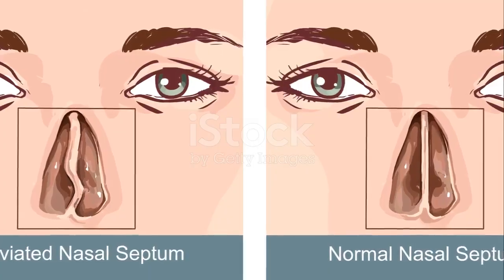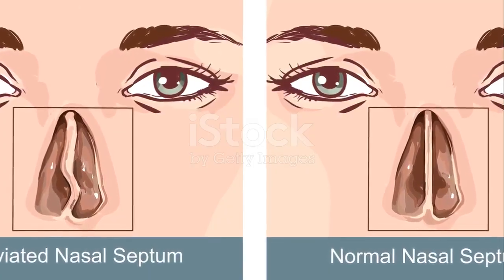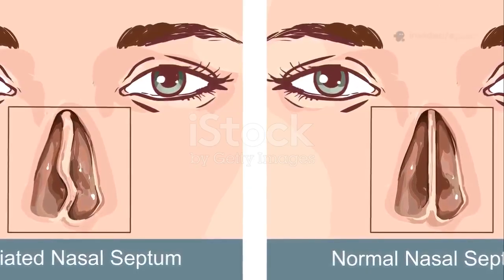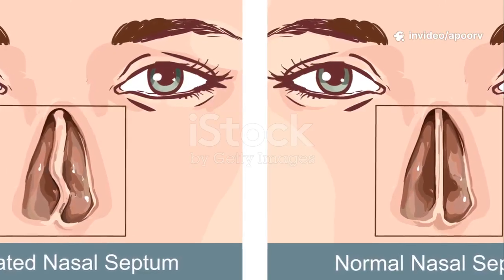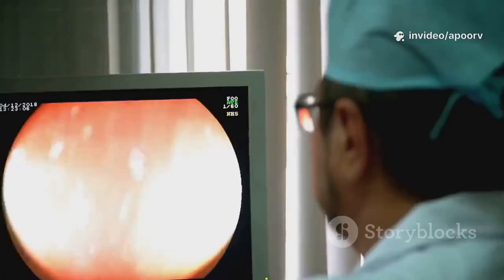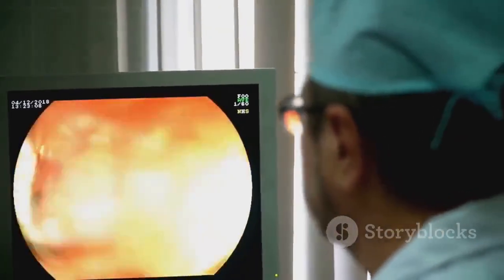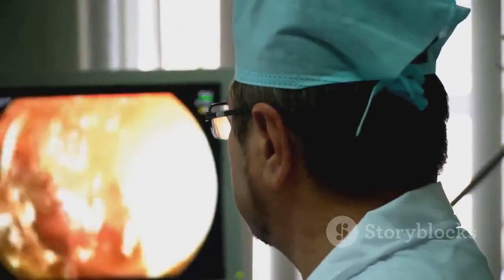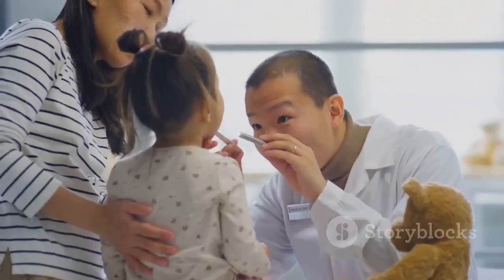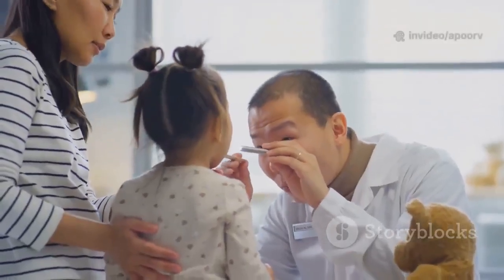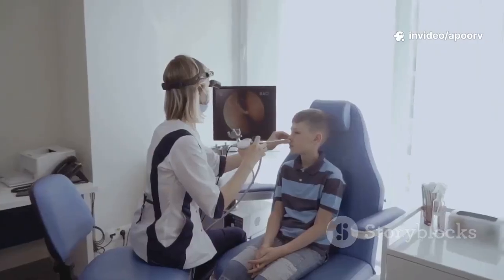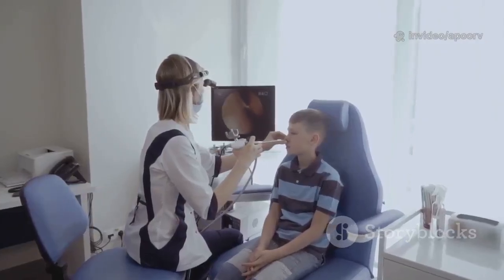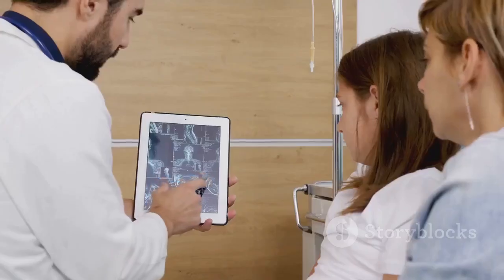Physical blockages can also occur. A deviated septum, where the wall of cartilage between the two nostrils is bent to one side, is a very common structural cause. Other causes include nasal polyps, which are soft, non-cancerous growths on the lining of the nose, or enlarged adenoids, which are glands at the back of the nose, especially in children. In rare cases, a foreign object, like a bead or a pea in a child's nose, or a tumor, can cause the blockage.